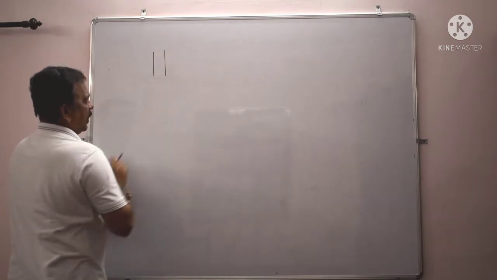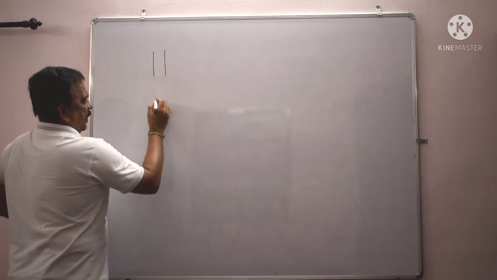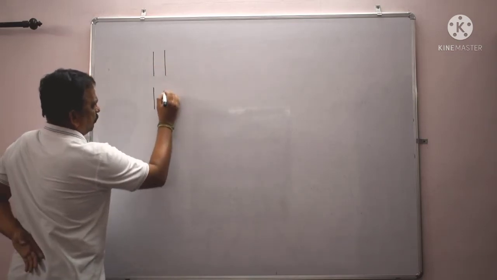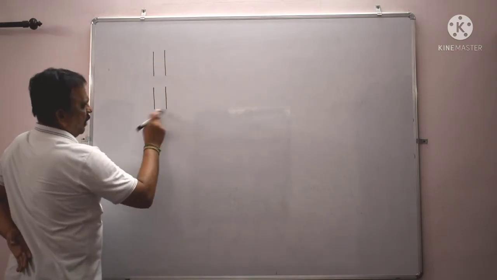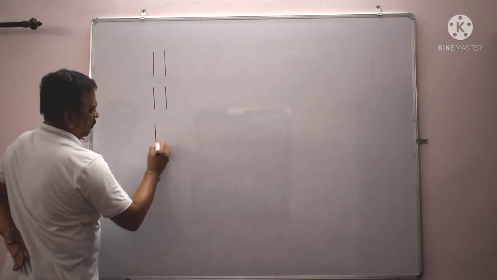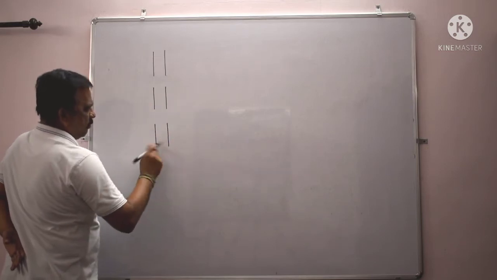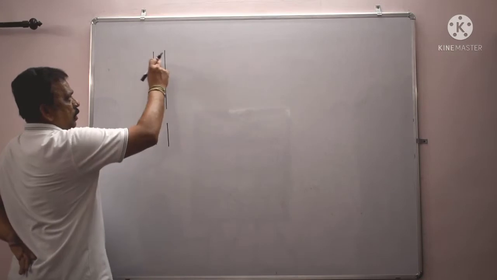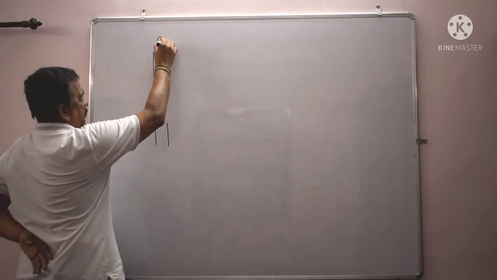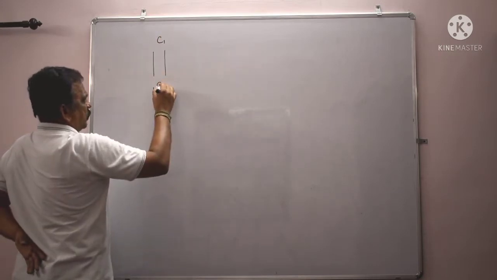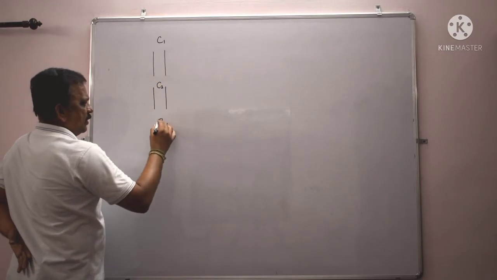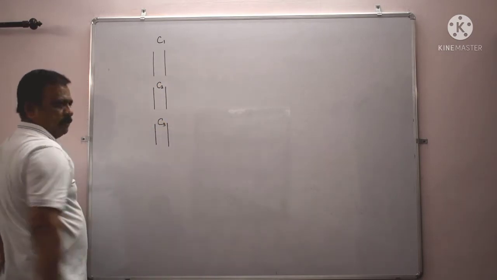A little bit smaller. This is the left plate and this is the right plate. Capacitor 2, left plate and right plate. Capacitor 3, left plate and right plate. Let C1 be the capacitance of the first capacitor, let C2 be the capacitance of the second capacitor, and let C3 be the capacitance of the third capacitor.